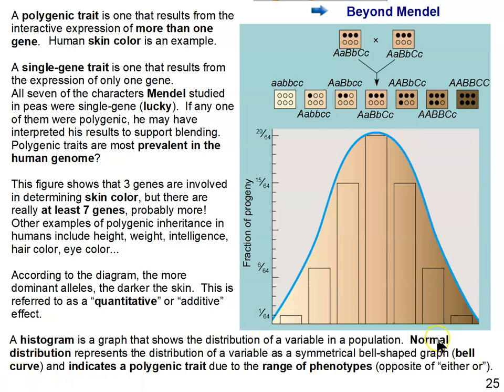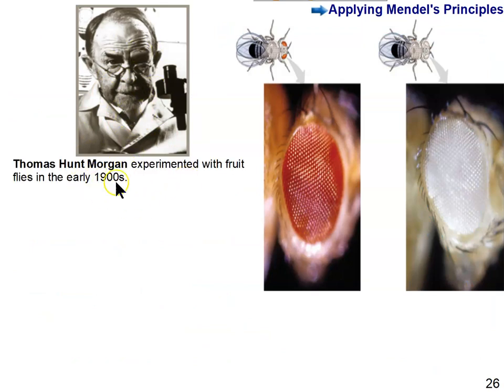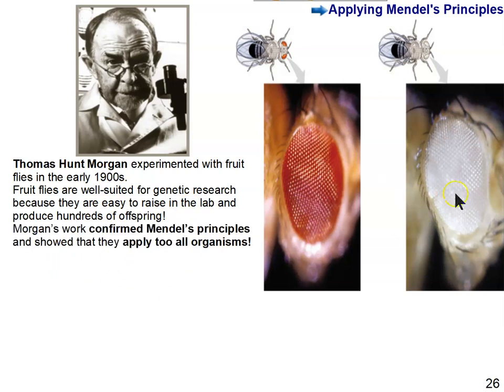So again, this polygenic inheritance goes beyond what Mendel discovered, and so does the work of Thomas Hunt Morgan. This is Thomas Hunt Morgan, who experimented in the early 1900s with fruit flies, because just like pea plants, fruit flies are great for genetic research. He and his students looked at thousands and thousands of fruit flies looking for mutations.